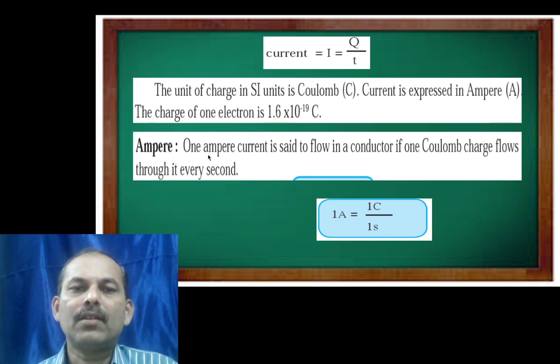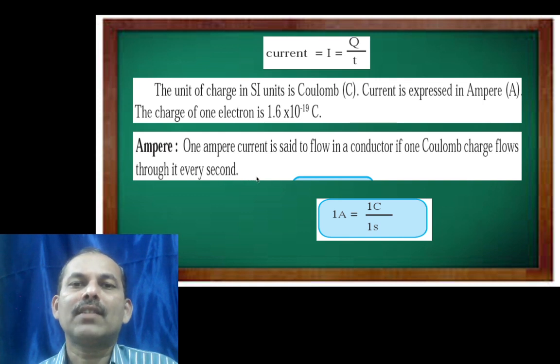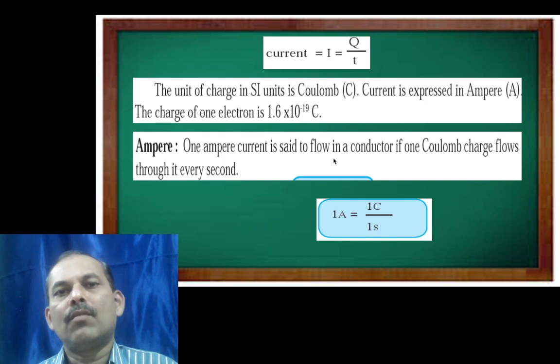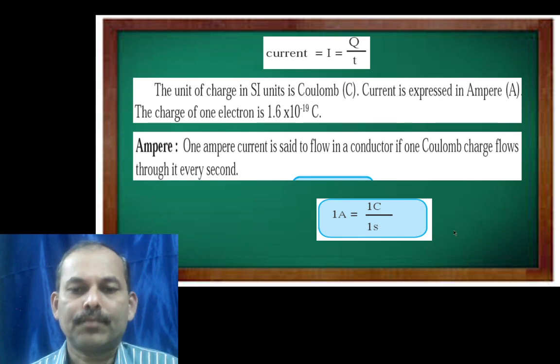What is 1 ampere? 1 ampere current is said to flow in a conductor if 1 coulomb charge flows through it every second.